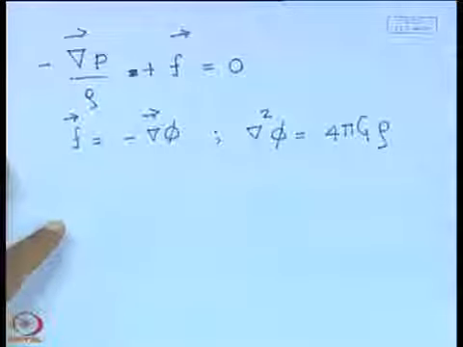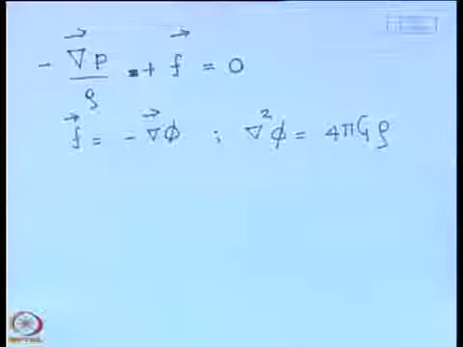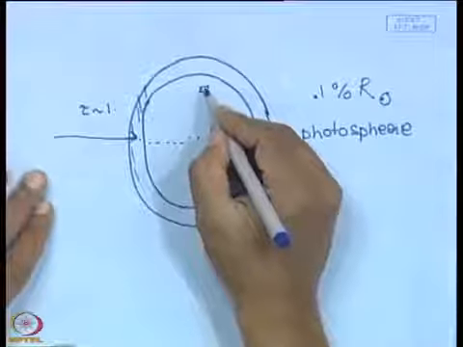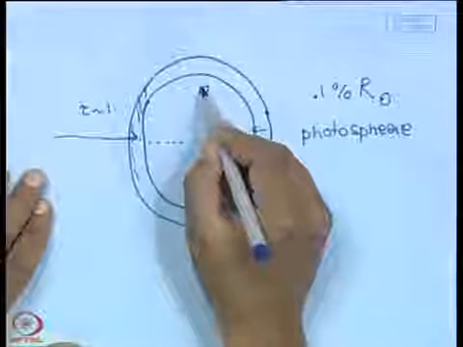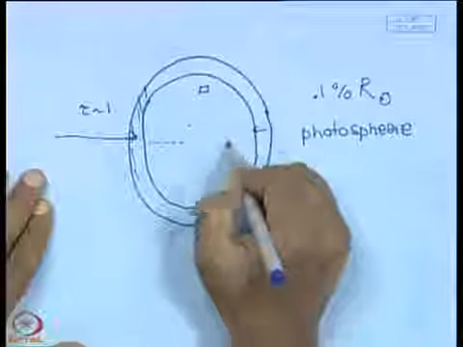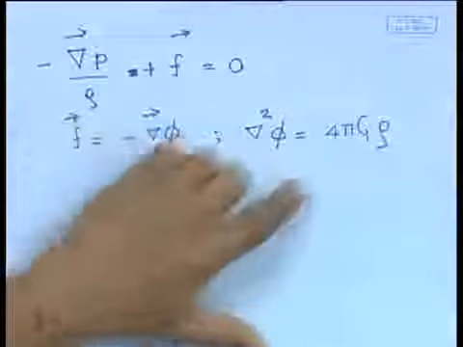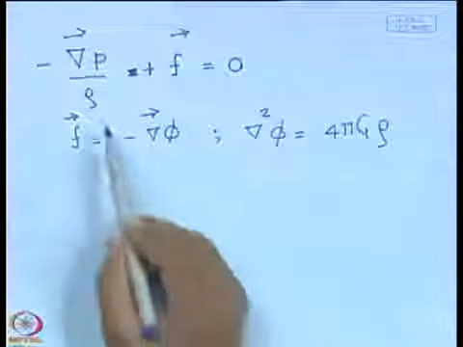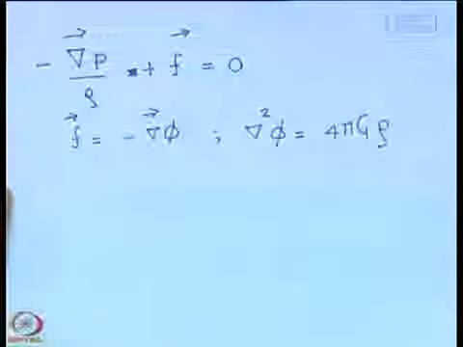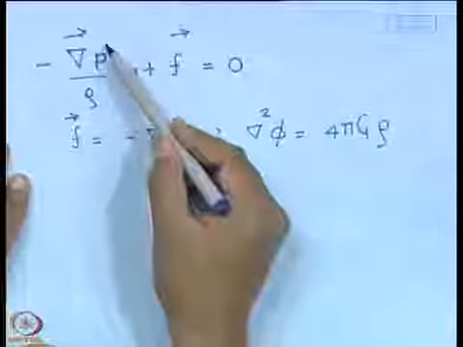So, inside the sun, the pressure gradient essentially balances the gravitational attraction of the material inside. If you consider this element of the fluid, the pressure gradient across this balances the gravitational attraction of all the material inside this sphere, which is what is there in this equation. It is a self-gravitating system. Now, in order to solve this equation, we need to know what the density is. There are two unknowns, the pressure and the density.